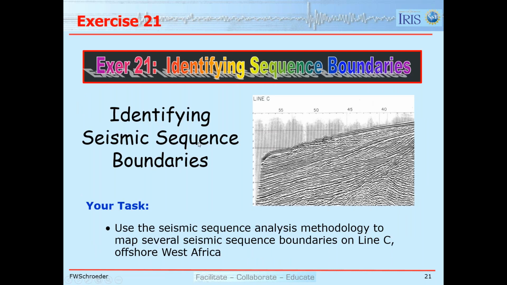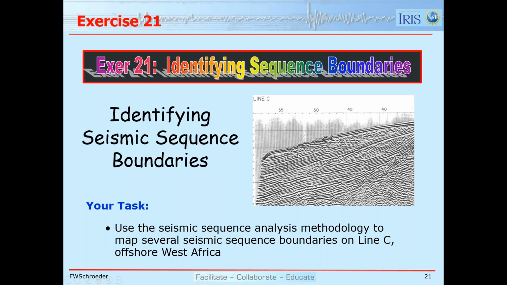There is a very important exercise associated with Unit 21, identifying seismic sequence boundaries. Line C is from offshore West Africa. It was published in 1977, so hopefully you know by now to associate that with AAPG Memoir 26. Paper copies of this were distributed to a number of universities, so it has been used for almost 40 years as a way to train students.